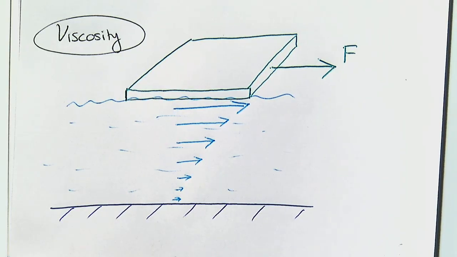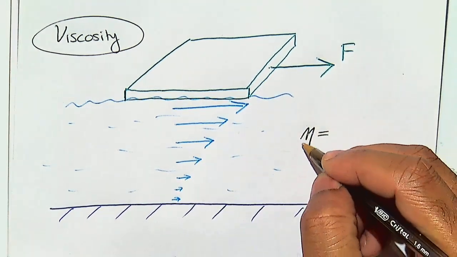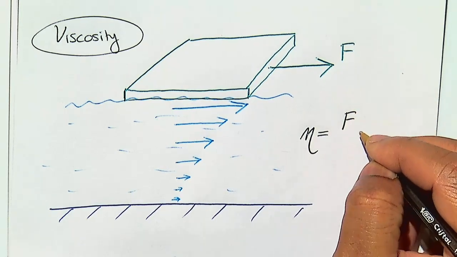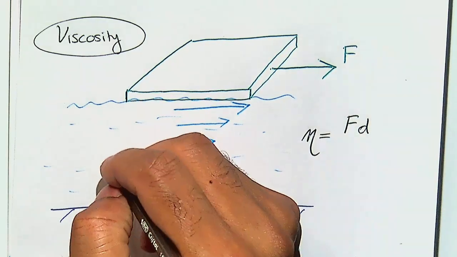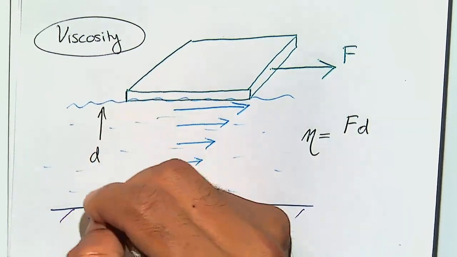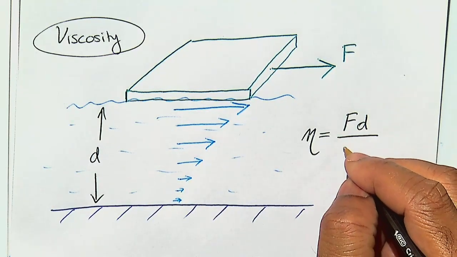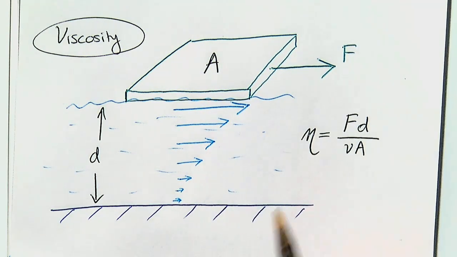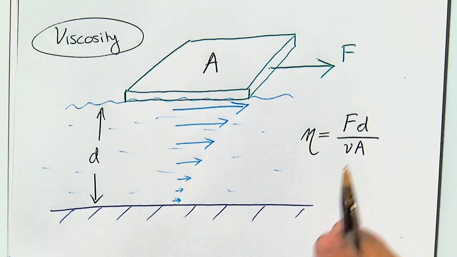Okay? So one way to measure or just state what viscosity is, Greek symbol eta, is the force that you apply times the distance, this distance right here, let's say the depth of your swimming pool, divided by velocity times the area. So the area we're talking about is this area, okay, and viscosity is a measure of how this works, right? So that's one way to think about viscosity.